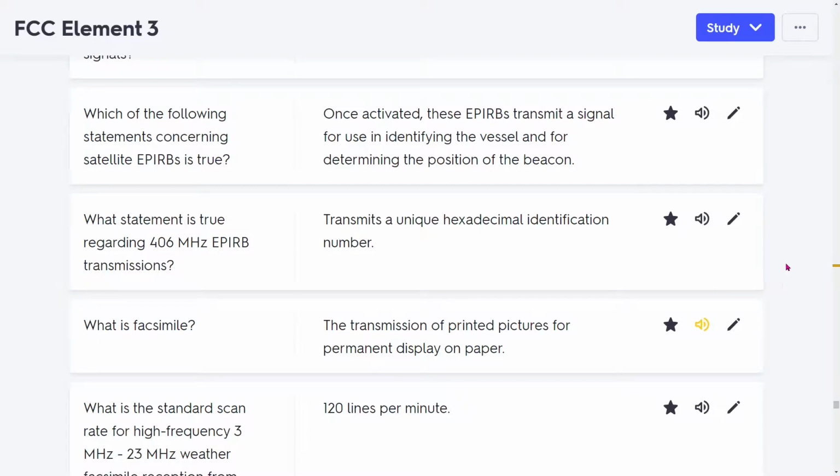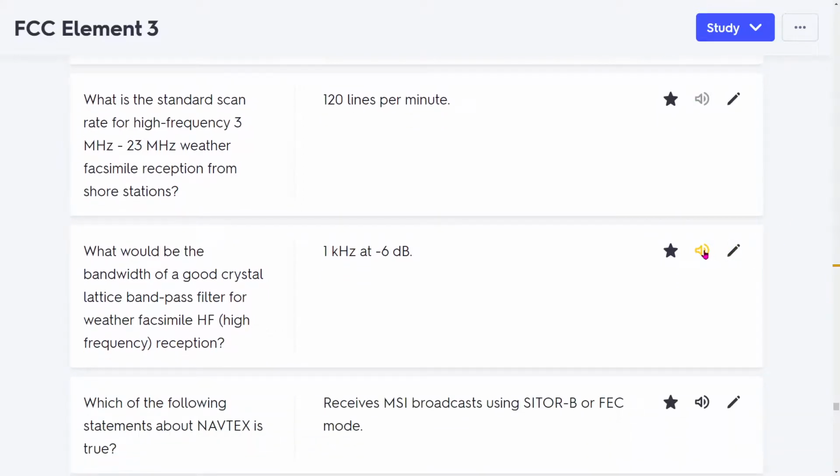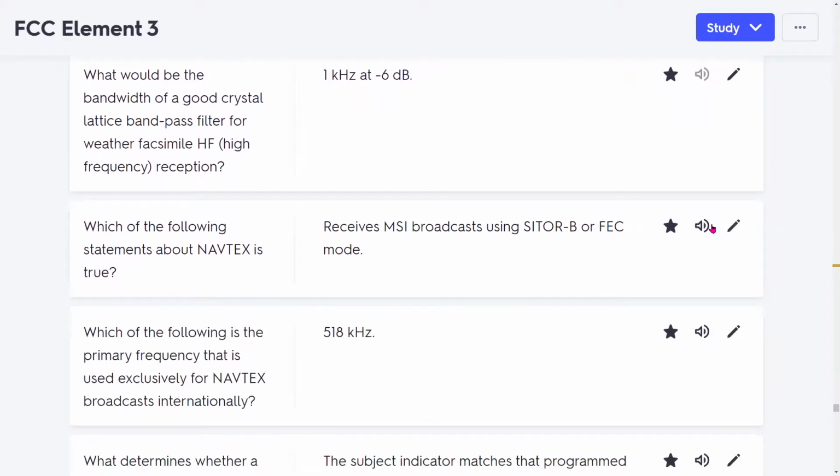What is facsimile? The transmission of printed pictures for permanent display on paper. What is the standard scan rate for high-frequency 3 MHz-23 MHz weather facsimile reception from shore stations? 120 lines per minute. What would be the bandwidth of a good crystal lattice bandpass filter for weather facsimile HF reception? 1 kHz at -6 decibels. Which of the following statements about Navtex is true? Receives MSI broadcasts using SITOR B or FEC mode.